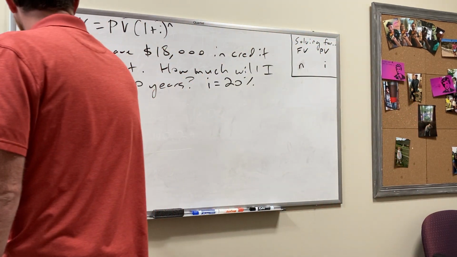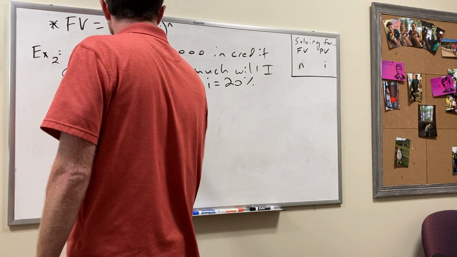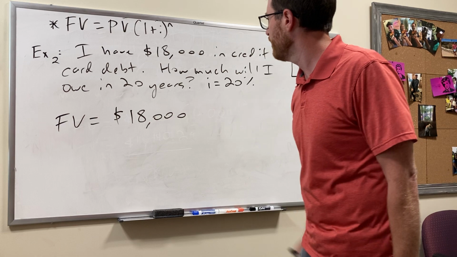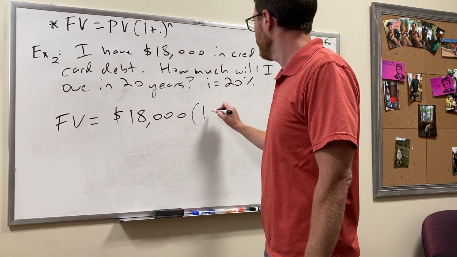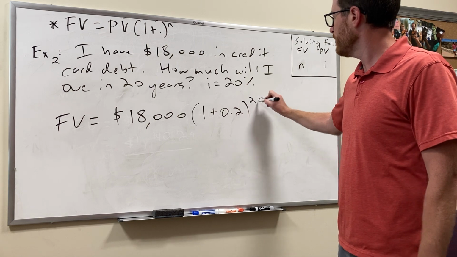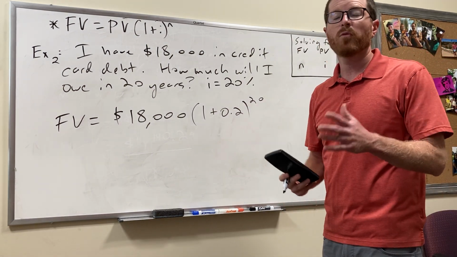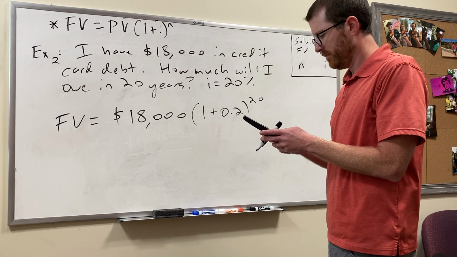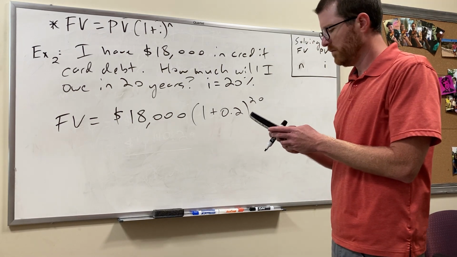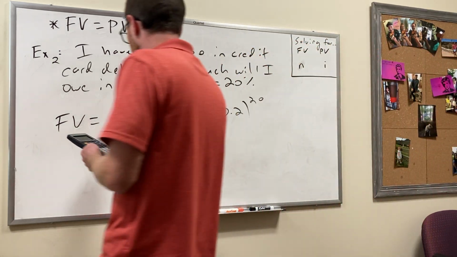So what I'm going to do is, again, just use my formula. I know my present value. That's how much I owe up front. I know my interest rate. And I know my number of years, which is 20. All right, so as long as I've set up everything correctly here, really a piece of cake, right? Hopefully you get the same answer as me.